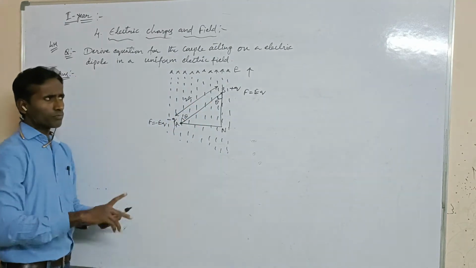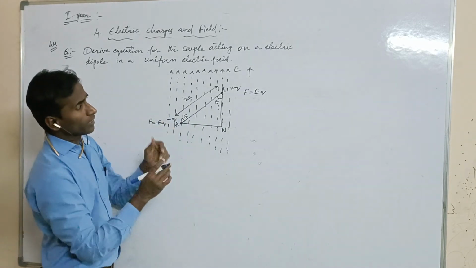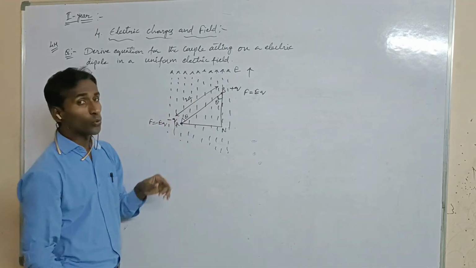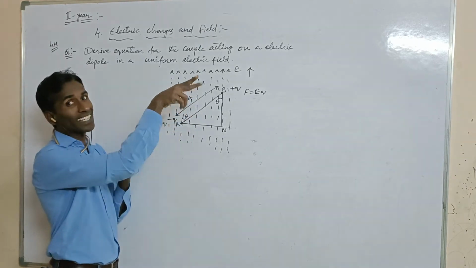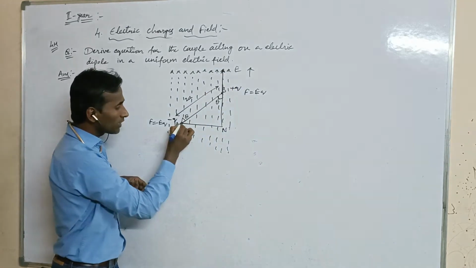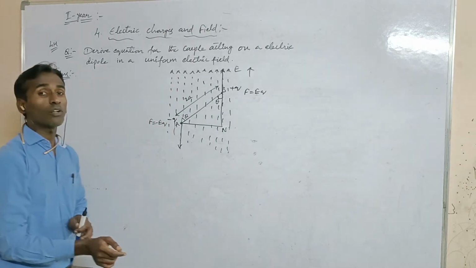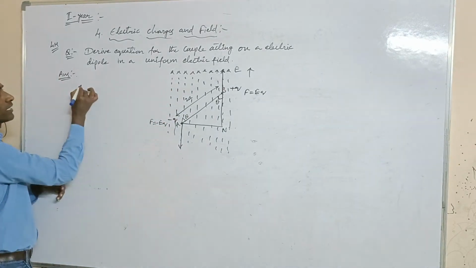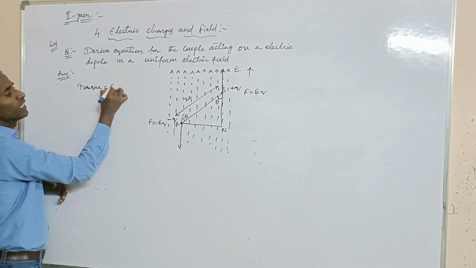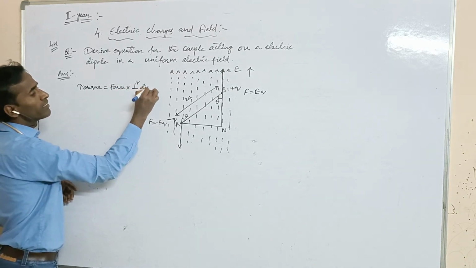Now see here, two forces will be working on these two charges, plus q and minus q. These two forces will rotate the dipole in the anti-clockwise direction. This force works in the upward direction, and this force works in the downward direction. When it rotates in the anti-clockwise direction, torque will be produced. How is it produced? Torque is equal to force into perpendicular distance.